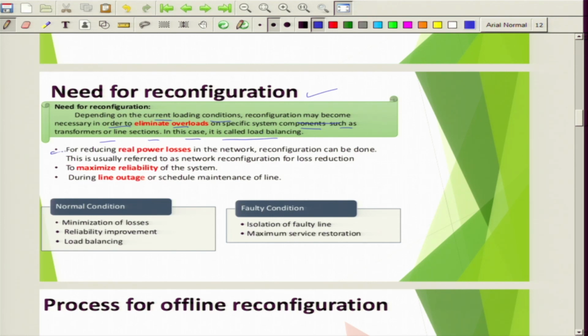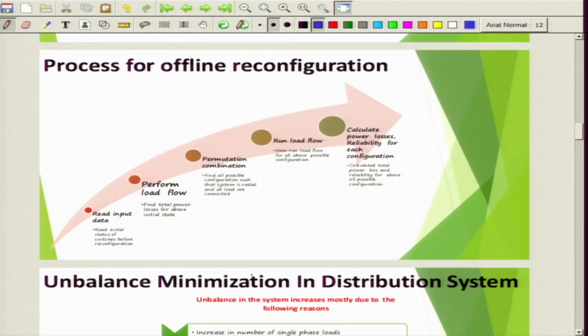So reducing real power losses in the network is another advantage that one can look at. Reconfiguration can be done, and this is usually referred to as network reconfiguration for loss reduction. This is a specific objective, and another is to maximize reliability of the system during line outage or scheduled maintenance of a line. So during normal condition, the goals are minimization of loss, reliability improvement, and load balancing. Whereas in the case of fault condition, it is isolation of the faulty line and maximum service restoration. So these are the motivations to go for network reconfiguration.